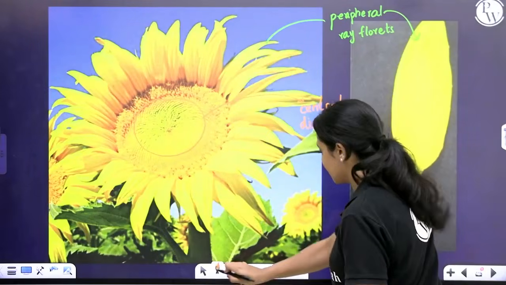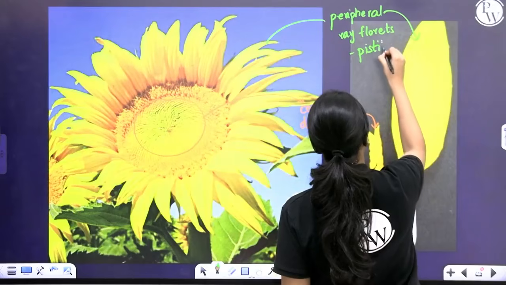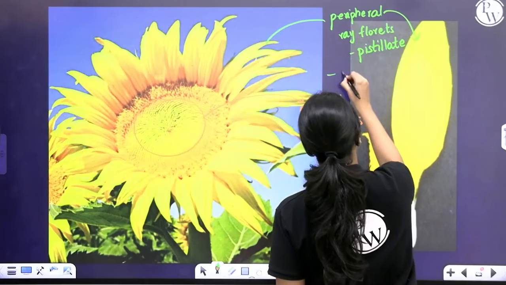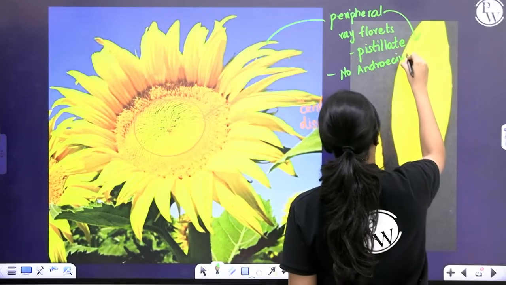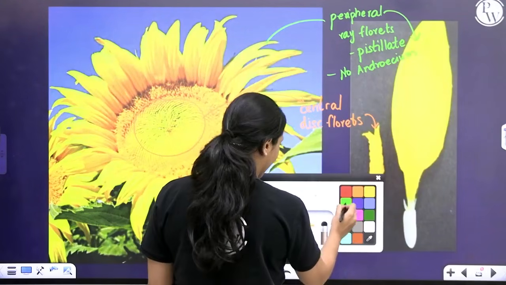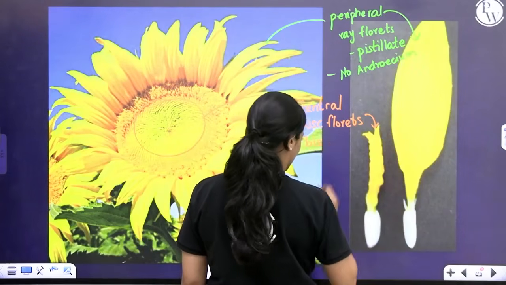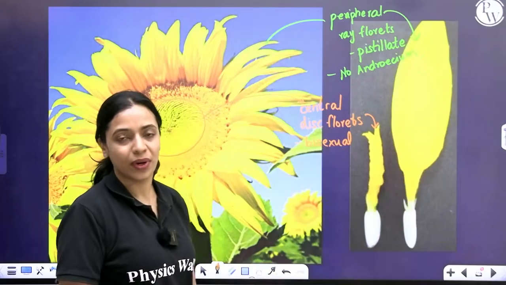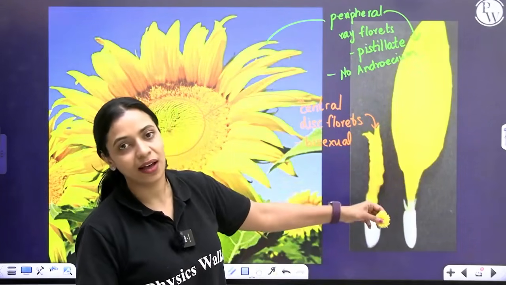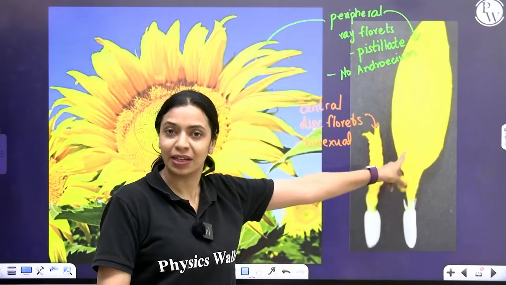Each disc floret looks like this. The ray florets are unisexual. They are pistillate in most cases. They don't have androecium. Whereas the disc florets are bisexual. They have both androecium and gynoecium. Since each of these is a tiny flower, it will have its own calyx, its own corolla. If it's bisexual, it has its own androecium and gynoecium. If it is pistillate unisexual, like the ray florets, it will have only the gynoecium, androecium is absent.